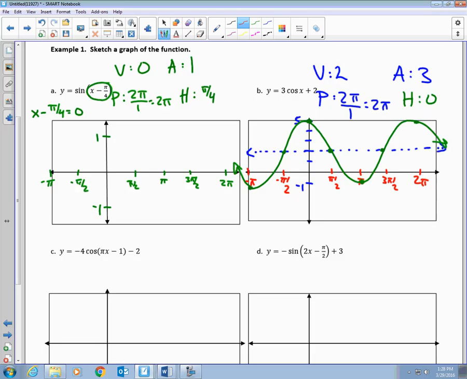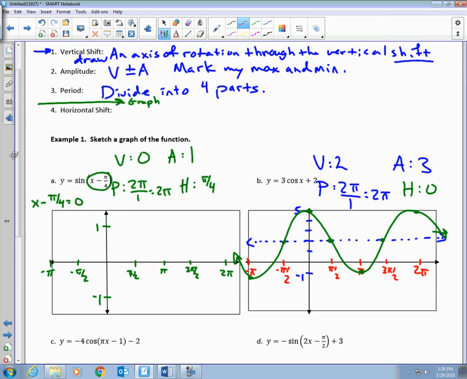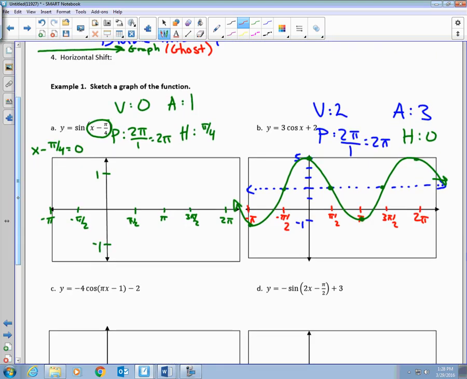I've marked off the vertical shift, the amplitude, and the period. At this point, you will sketch a graph before you do the horizontal shift. What I do is I sketch a ghost graph. And what I mean by ghost graph, it's not the actual graph. It's a dotted line that's going to help us then sketch the real graph.